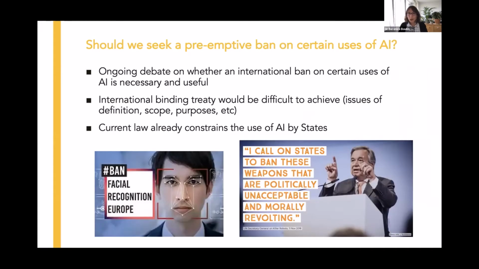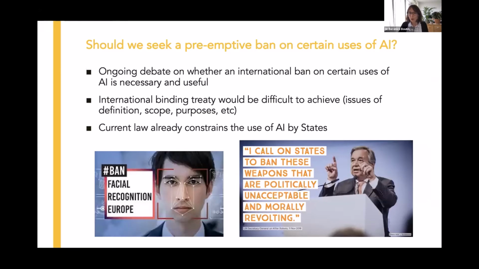Another question in this regard is, do we need a preemptive ban on certain uses of AI? There are discussions on autonomous weapon systems. There's a very active campaign to stop killer robots, which advocates for an international treaty to ban autonomous weapon systems. There's a lot of campaigning in Europe to ban facial recognition. Is it possible? Is it useful?